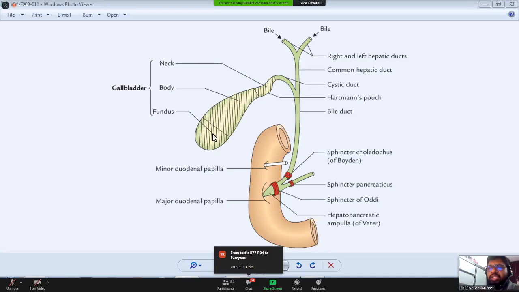Fundus means the farthest part of an organ from the orifice. So always remember, the farthest part of the organ from the orifice. In the stomach, the main orifice is the pylorus, so from the pylorus, the farthest part is the fundus, which holds gas. And here, this is the orifice, and the farthest part is the fundus. And usually it overhangs other structures.